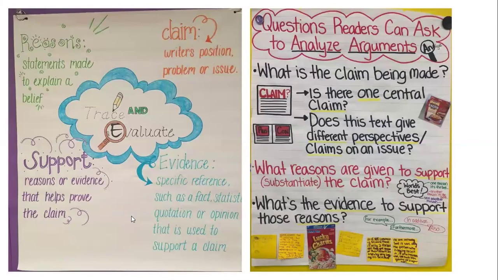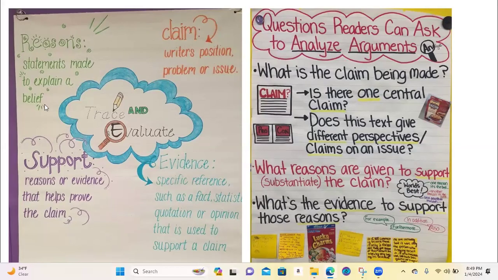The word reasons means statements made to explain a belief. Claim means writer's position, problem, or issue. Support means reasons or evidence that helps prove the claim. Evidence means specific reference, such as a fact, statistics, quotation, or opinion that is used to support a claim.